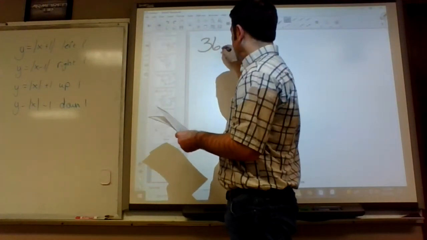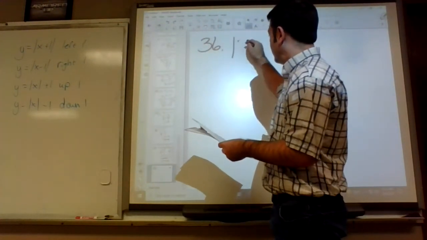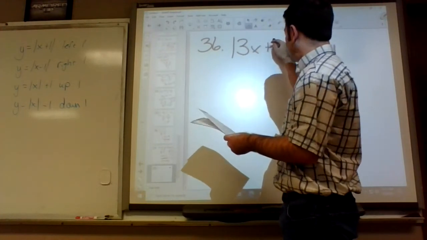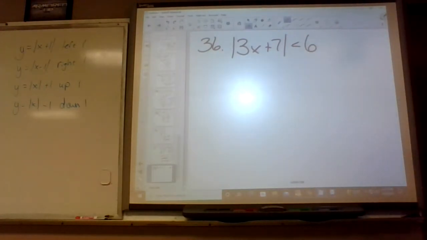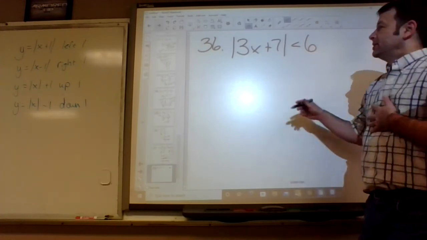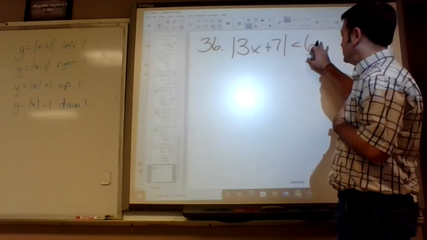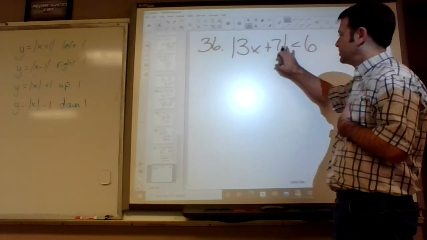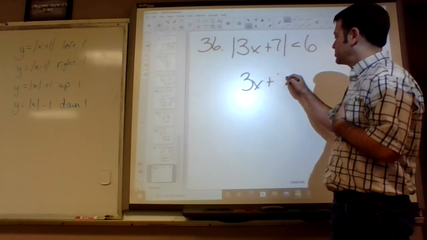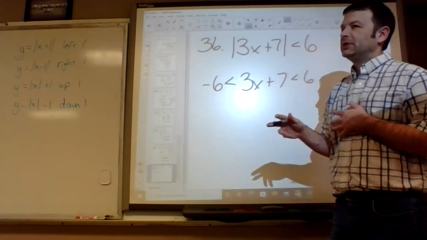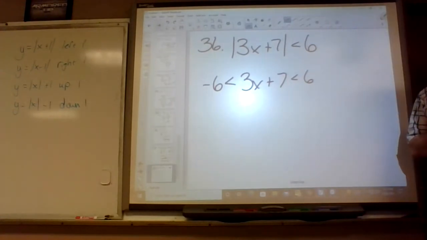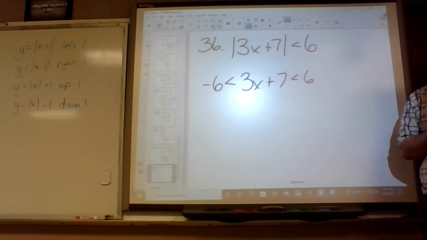36. This would probably be a good note also. So remember earlier when we did absolute value equals something? This one is absolute value less than. Do you guys remember how we set up less than? Well, it ends up being, it is less than 6. 3x plus 7 is. But it's also bigger than negative 6. It's between those two. It's got to be both. It's kind of like an and statement. That's how we set up absolute value less than.